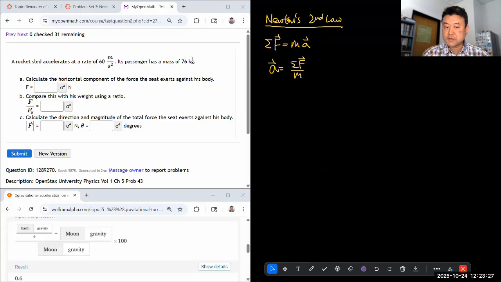I have the mass, 76 kilograms, and the acceleration. Oh, I think I can even do this in my head. Let's see, can I do it in my head? Yeah, I don't know. It's kind of a trap for me. Sometimes I think I can do it in my head and I can't. I don't know why I'm blanking on the 6 times 7, 42 I think. Okay.